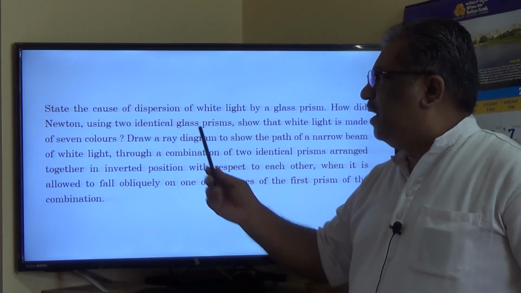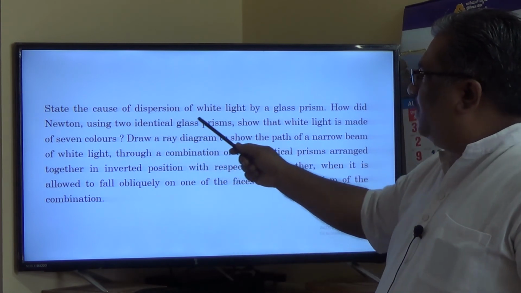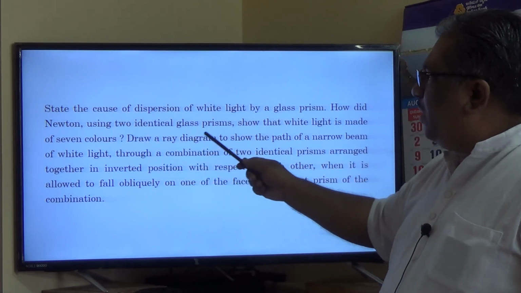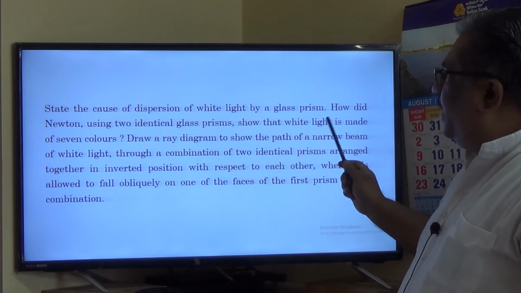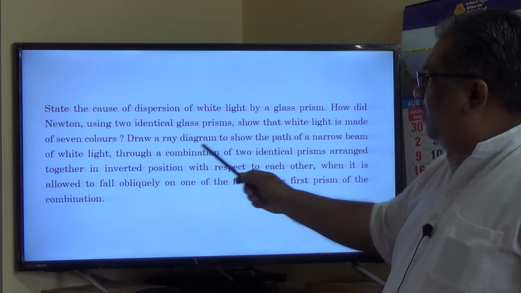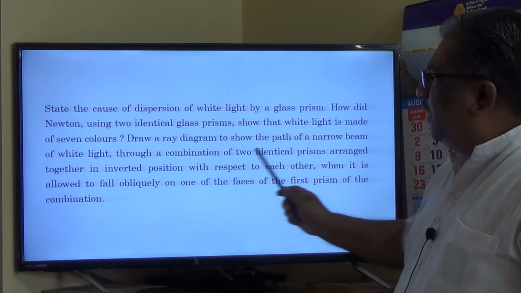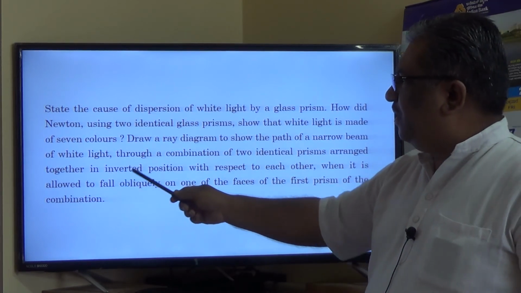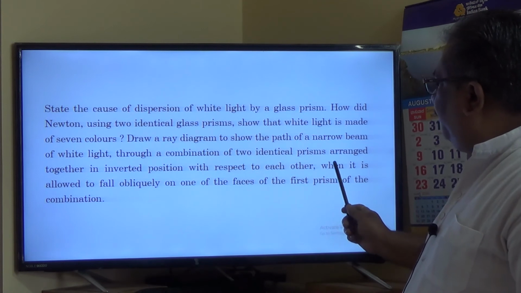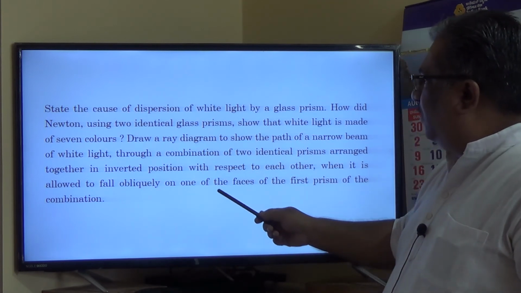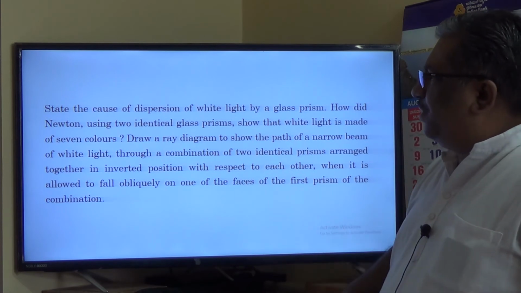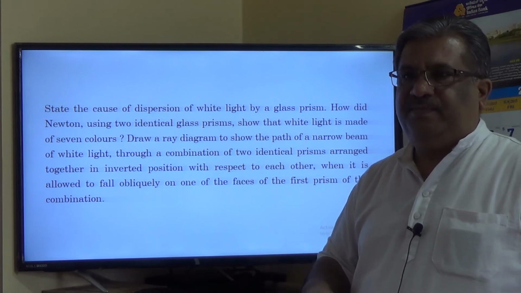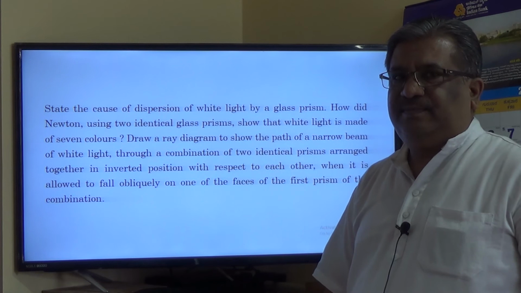Now here I am going to read one question. State the cause of dispersion of white light by a glass prism. How did Newton, using 2 identical glass prisms, show that white light is made up of 7 colors? Draw a ray diagram to show the path of a narrow beam of white light through a combination of 2 identical prisms arranged together in inverted position with respect to each other, when it is allowed to fall obliquely on one of the faces of the first prism of the combination. This is a question that appeared in a previous year. What would be your answer for this question?